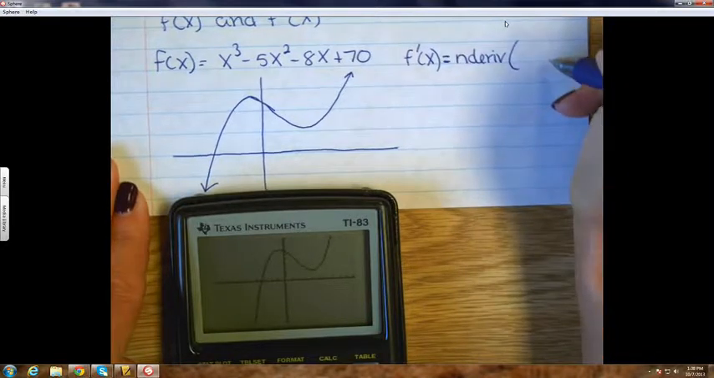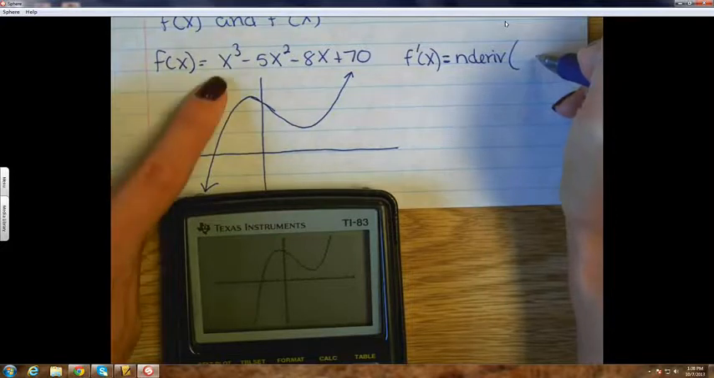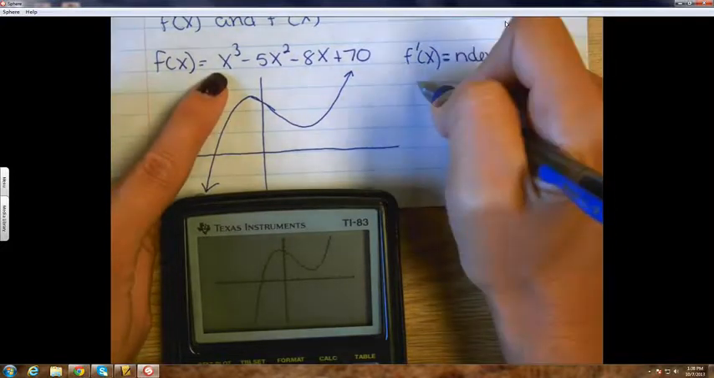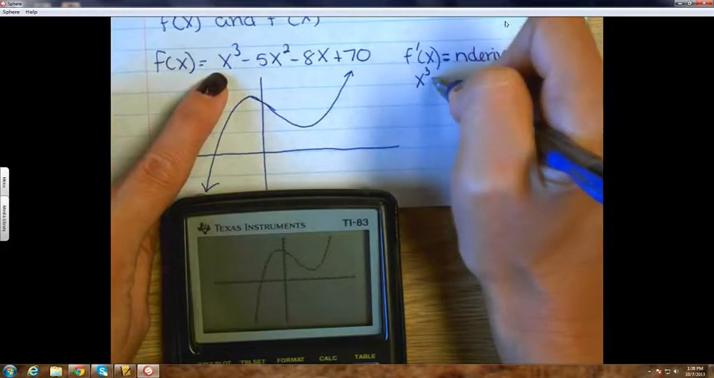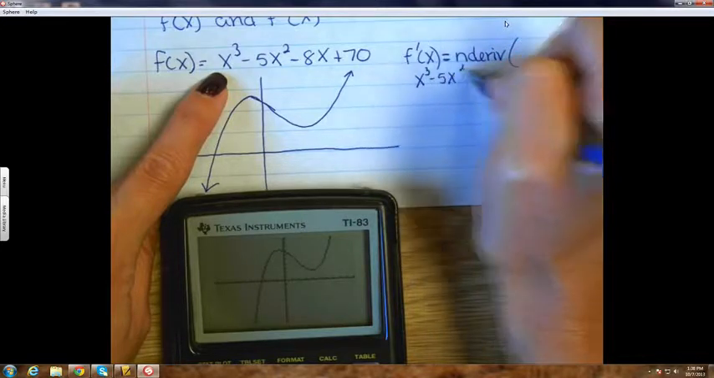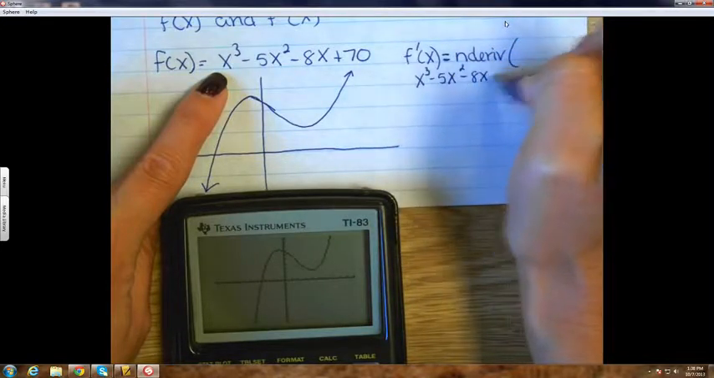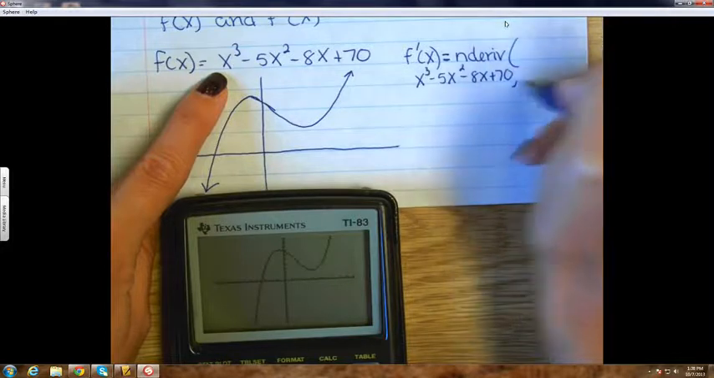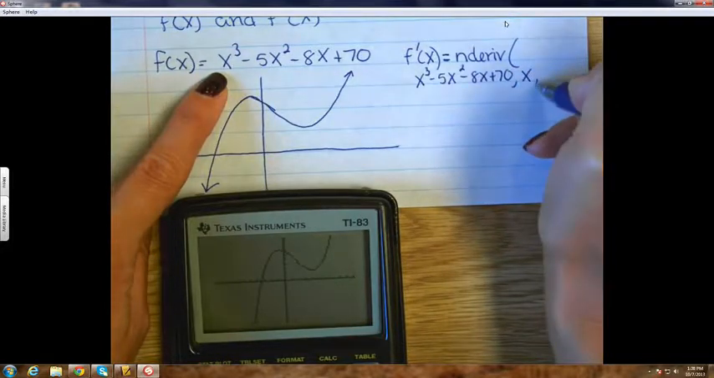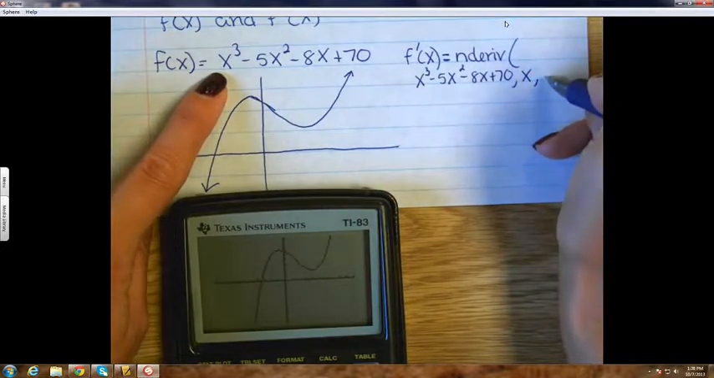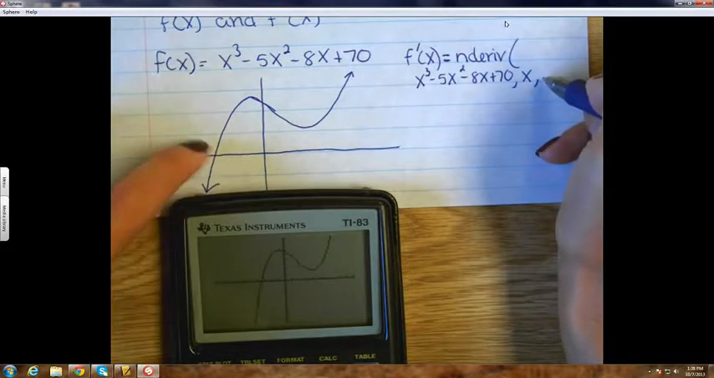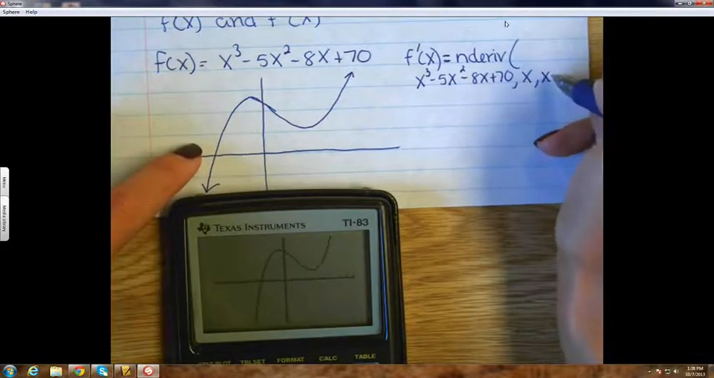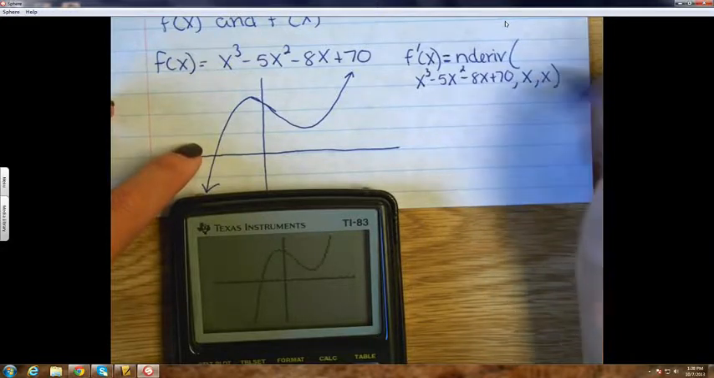Give it the equation. I'm running out of room there. So we're going to type in x cubed minus 5x squared minus 8x plus 70. And then I want to tell the calculator to do it for every single x value in the window. So instead of putting a single number there, I'm going to have it put another x there so the calculator knows to keep doing this for all of the x's in the window.